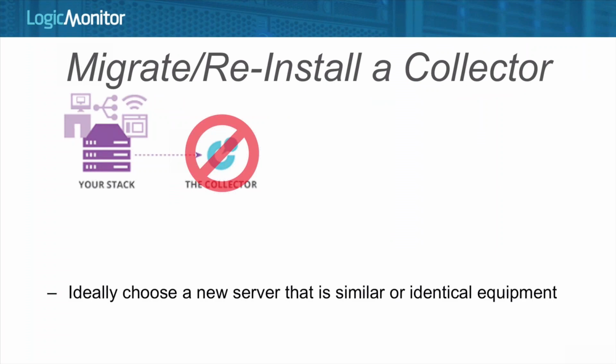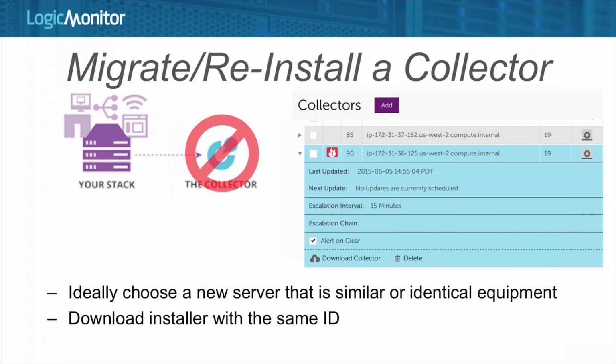Ideally, you should reinstall your collector on a new server that is similar or identical equipment to the original server. Now, because each collector download has a unique ID, you will need a download with that same ID for the reinstall. So to get a download with the right collector ID, select the arrow next to the collector, and then select Download Collector, and then you can install your collector just like we did in the demo. The only difference is that after reinstallation, there's no verify step, you just need to refresh your browser.